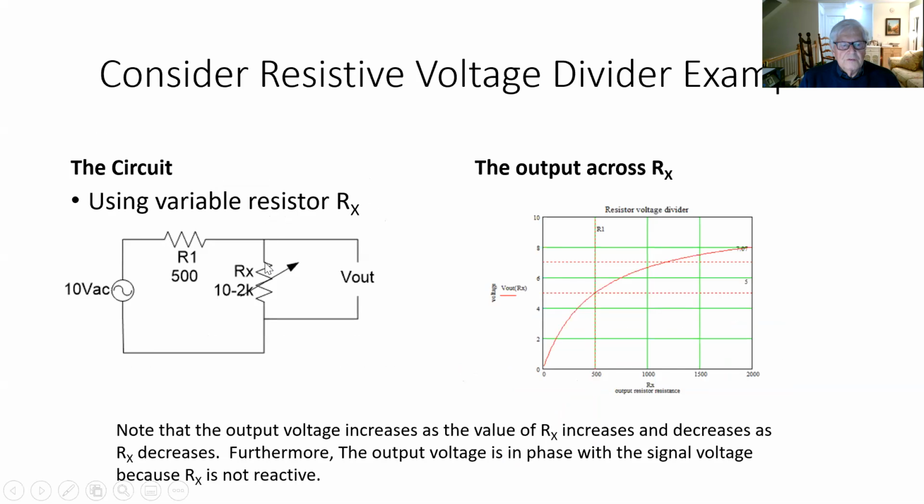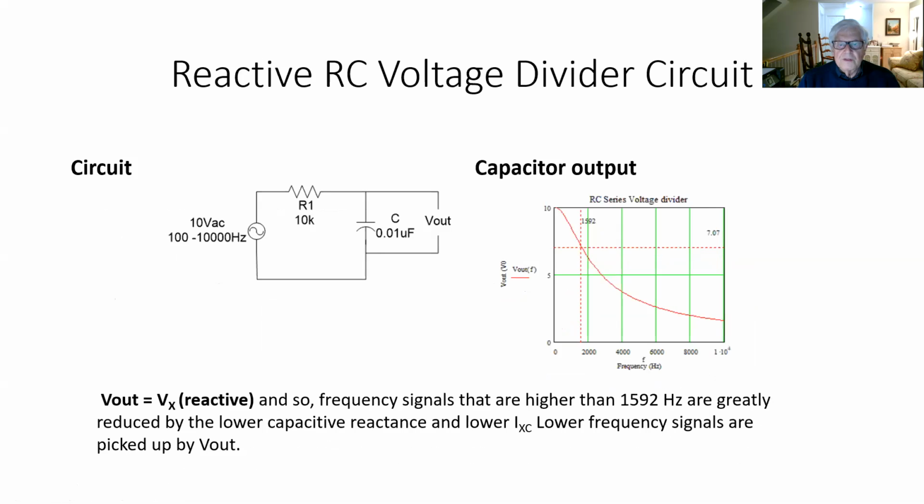So again, we do this again. Output voltage is in phase with the input voltage of Rx. Rx is not reactive, okay? So this is in phase. But we know if we change to a capacitor or an inductor, it won't be in phase. So let's consider that.